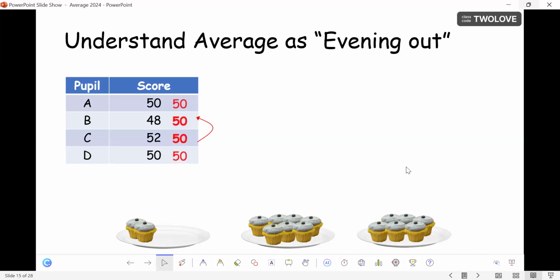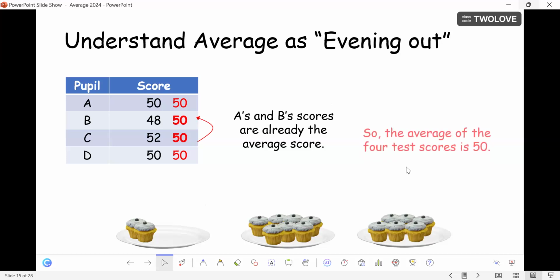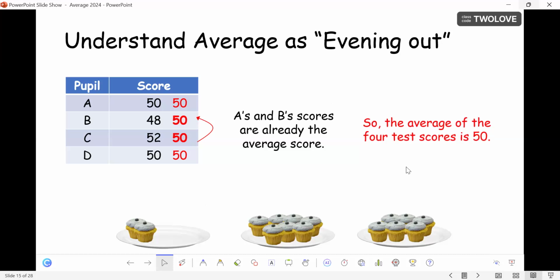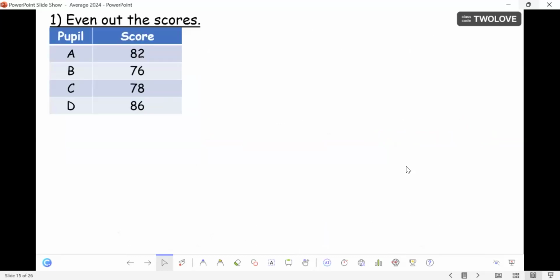How can I make them equal? I just make one person give another person marks. So A and B are already on the average. So I make C give 2 marks to B. Like what's happening for the topics here, do some regrouping or redistribution. So that's the first method.